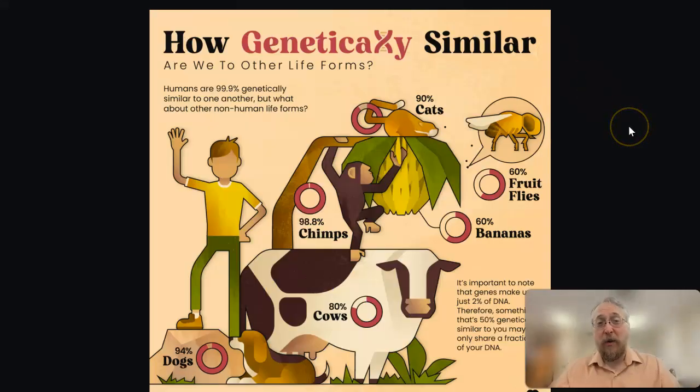Finally, humans share their genes with other species. For example, 98.8% of our DNA is the same in chimps. 90% of our DNA is the same in cats, 80% in cows, and 60% in bananas.